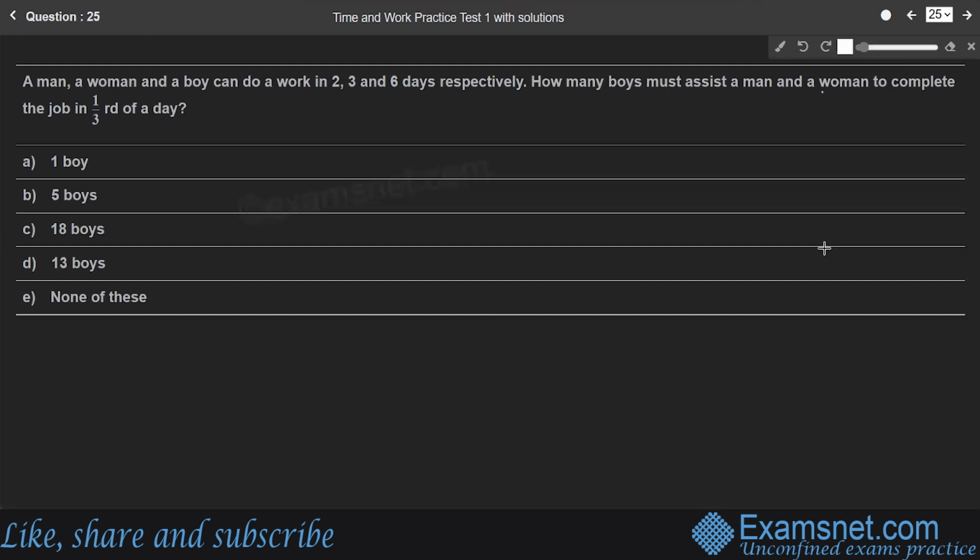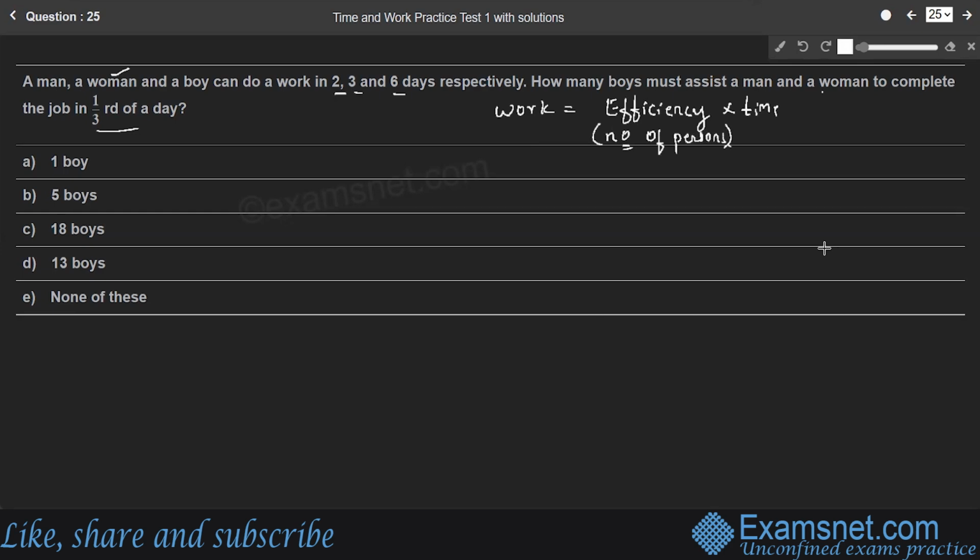Question number 25. A man, a woman, and a boy can do a work in 2, 3, and 6 days respectively. How many boys must assist a man and a woman to complete the job in 1/3 of a day? Students, here using the concept that work is equal to capacity into time, or efficiency into time, or number of persons into time. So efficiency into time is work. Here efficiency is nothing but the number of persons working.